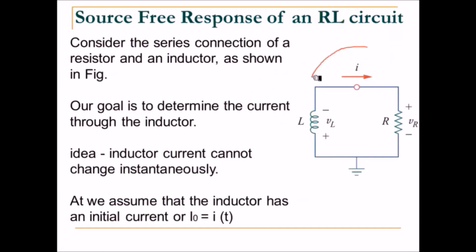So this is a typical diagram of source-free RL circuit. Since there is no source in the circuit, we call it a source-free RL circuit. But if you ask me, is there any current flow through the circuit? Yes, initially there will be a current flow through the circuit due to the initial current present in the inductor. Right? So consider the series connection of resistor and inductor shown in figure. Our goal is to determine the current through the inductor. The idea is that inductor current cannot change instantaneously. So we assume that the inductor current has an initial value of I0.